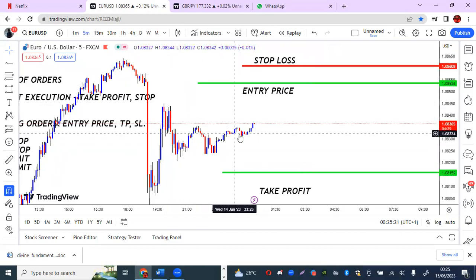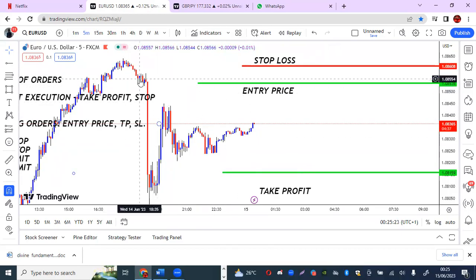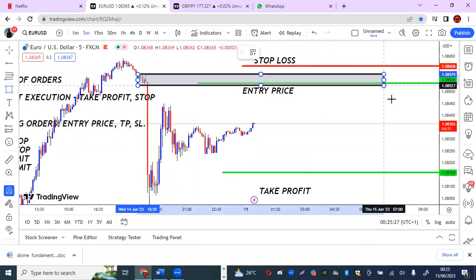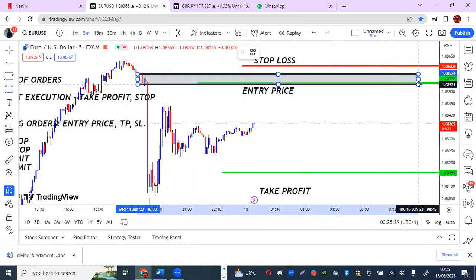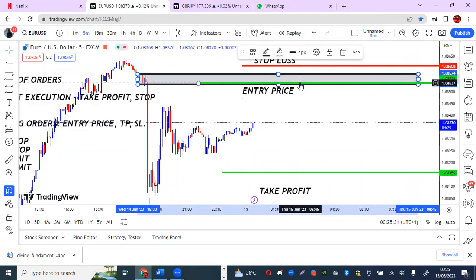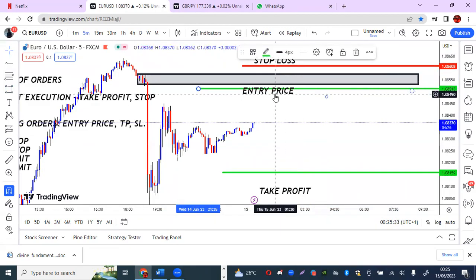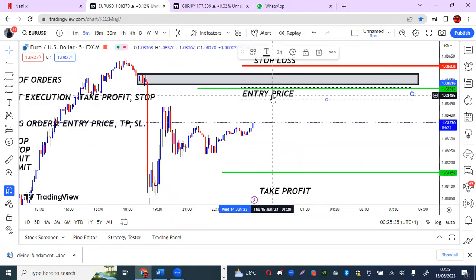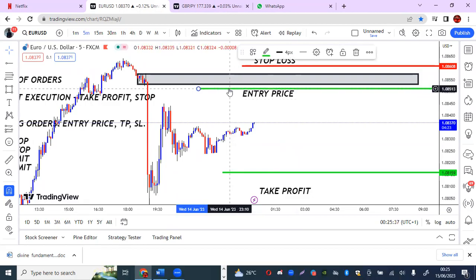So sell limit: my analysis shows that maybe this zone is going to hold, something like this. It shows me that this zone is going to hold, so I'll take a sell limit order. Maybe I'm not on my system, or I don't want to watch the trade and all that. I'll just take a sell limit order.